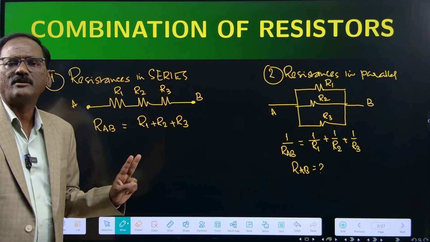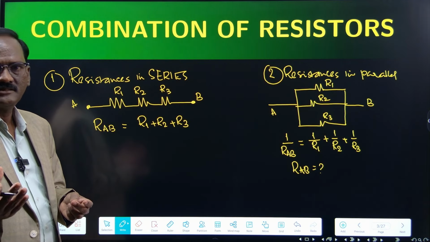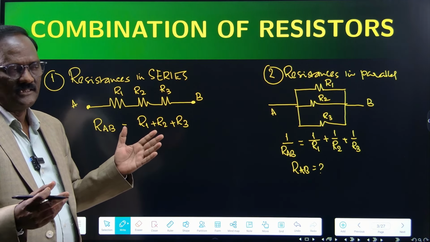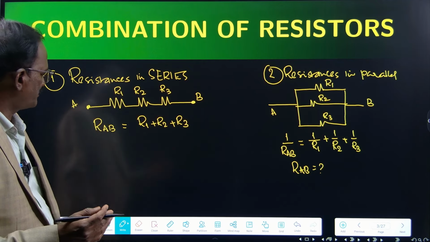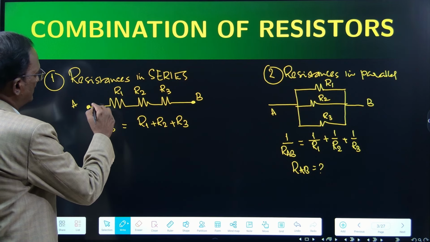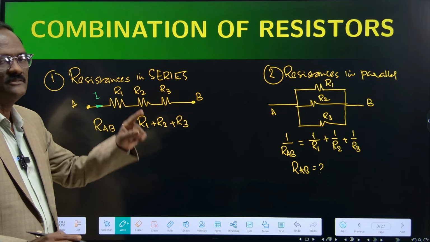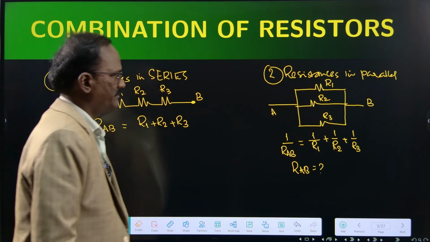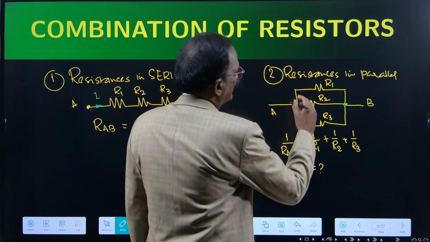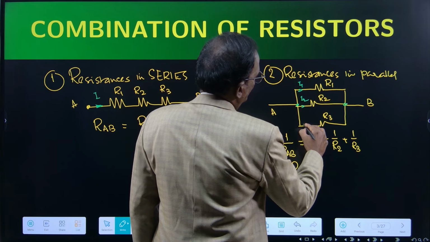So only these two formulas are enough, right? But some tips and tricks, ideas, concepts we will be discussing whenever the need arises when we solve the problems. So tip number one: in a series circuit the current is the same. This is the fundamental concept. In a parallel circuit the voltage will be the same. So different currents will be flowing in the parallel circuit.